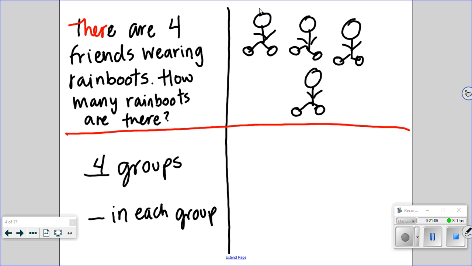I need to know how many are in each group. Are my friends octopuses? They don't have eight legs? So eight boots in each group? No. I got regular people friends, right, Liam? Mm-hmm. How many legs does a regular person have? Two. So how many rain boots does each person have? Two. Four groups, my four friends. Each friend has two rain boots.